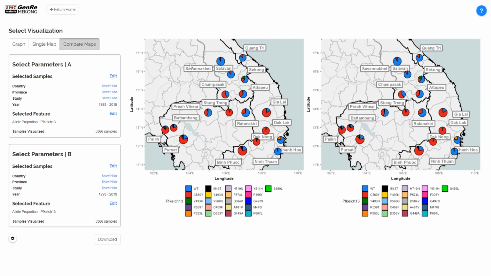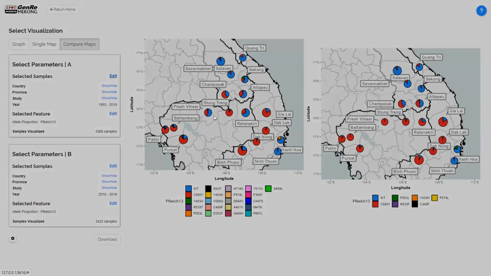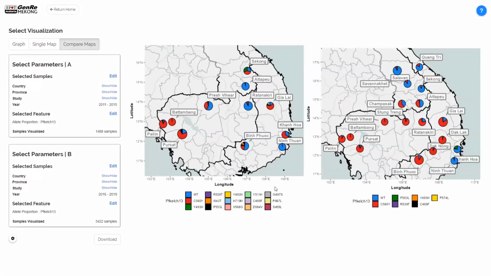Now let's look at this geographically once more, but let's compare between 2 time periods. All right, so here we have 2 identical maps. Let's select the time periods, 2016 to 19, and then for the first map, let's choose 2011 to 2015. The map on the left-hand side is the proportion of Kelch alleles within Vietnam, Cambodia, and Laos for 2011 to 2015, while on the right-hand side, it is for 2016 to 2019.